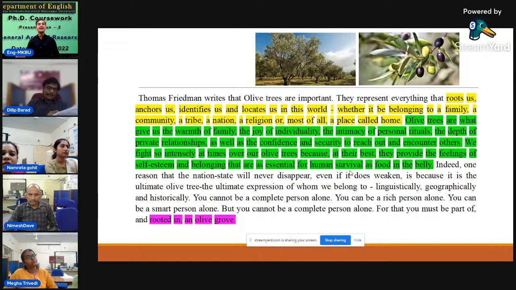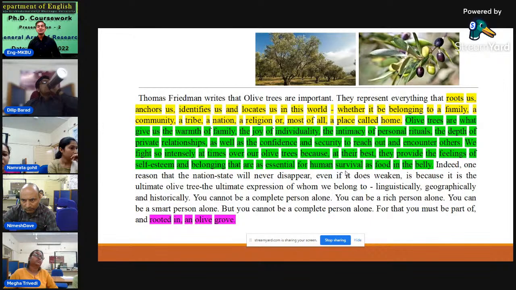See, olive trees are what give us warmth of family, the joy of individuality, the intimacy of personal rituals, the depth of private relationship, as well as confidence and security to reach out and encounter the others. We fight so intensely at times over our olive trees because at their best, they provide the feeling of self-esteem and belonging that are as essential as human survival, as food in the belly.